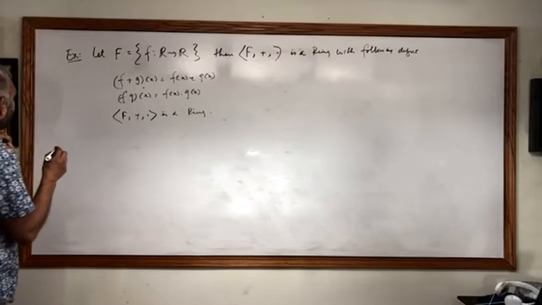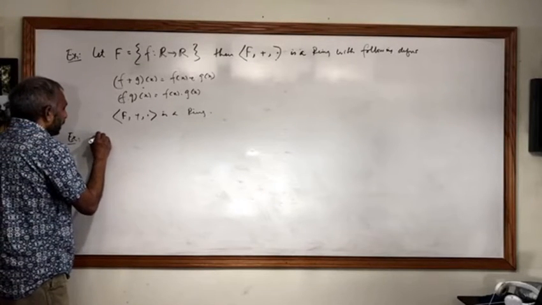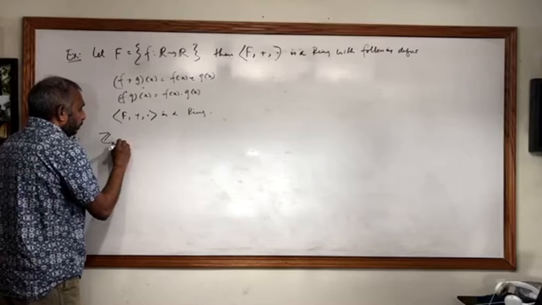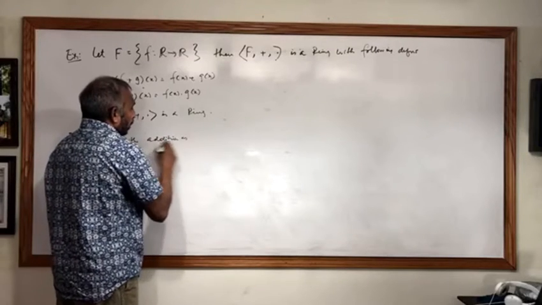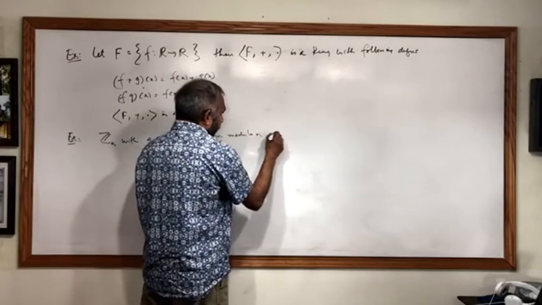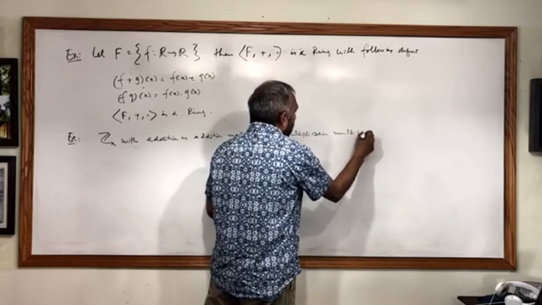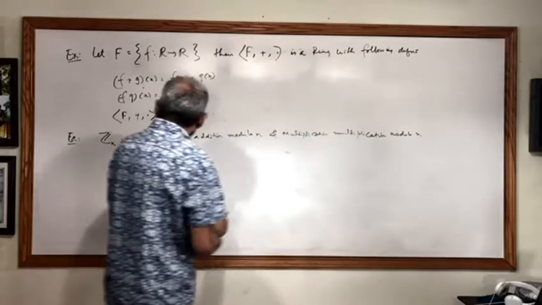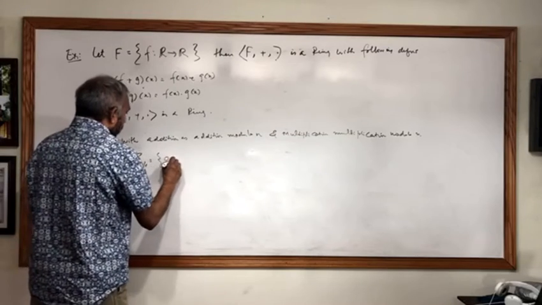Let us come up with a finite ring example. Let us take Z_n with the addition as addition modulo n and multiplication as multiplication modulo n. Let us take an example here. Z4: 0, 1, 2, 3.